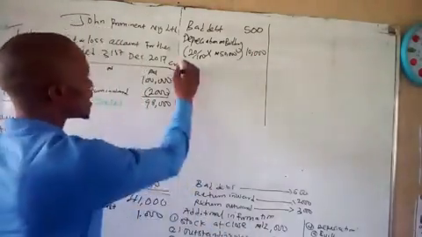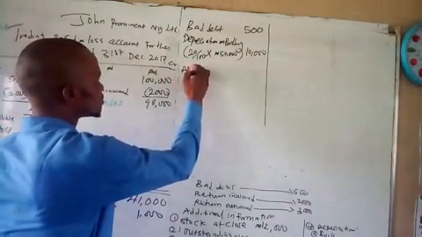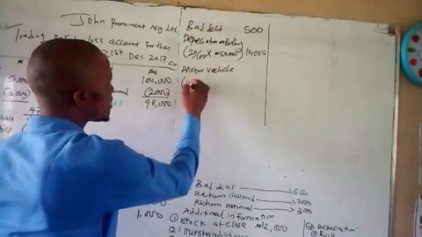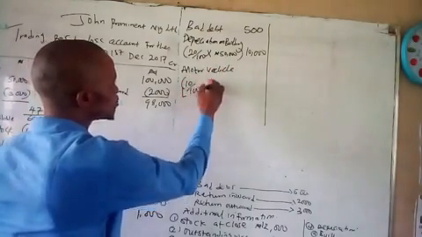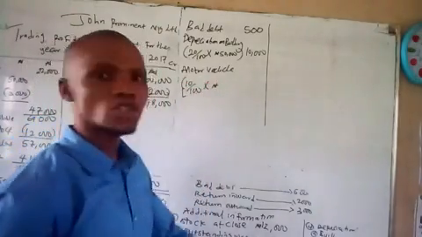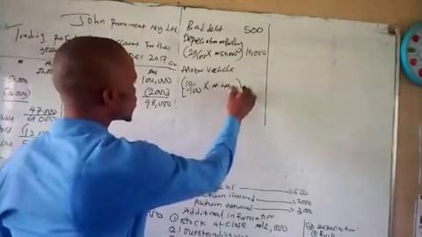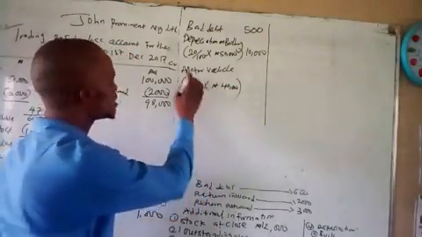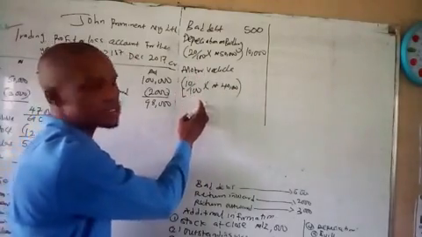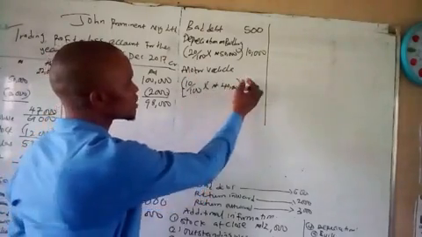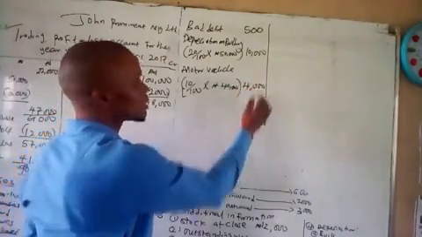And for motor vehicle, depreciation on motor vehicle is what? 10% means 10 over 100 times the cost of motor vehicle, which is 40,000 naira. So 10% of 40,000 naira simply means 10 all over 100 times 40,000. So 10% of 40,000 naira is 4,000 naira.